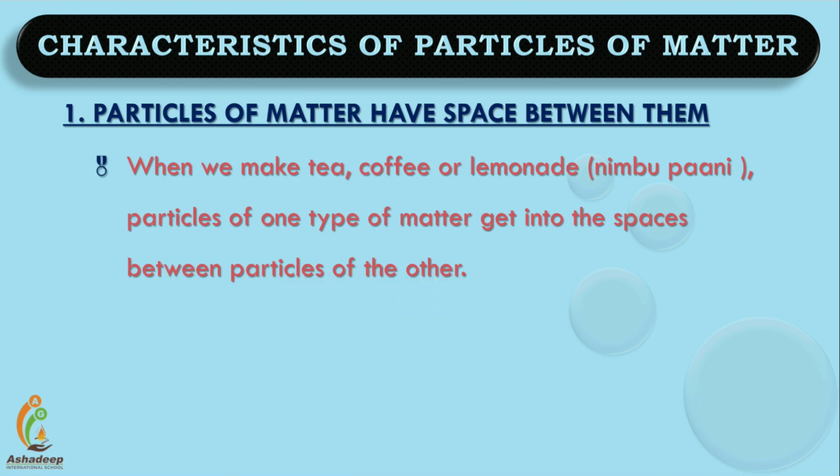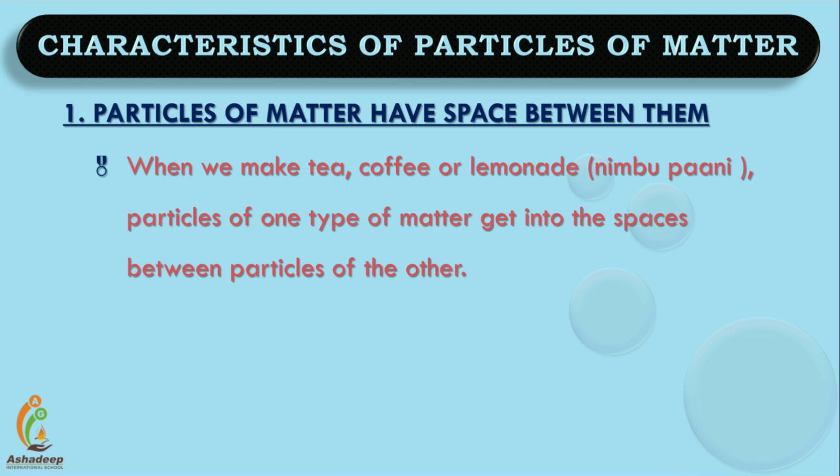So what happens when you make tea? Tea requires, we know, sugar, tea powder or tea leaves, and milk. When you add tea leaves and sugar to the milk, what will happen? Sugar will sit between the space of the milk particles. Or else when you make lemonade, you have to add lemon juice and salt or sugar to the water.